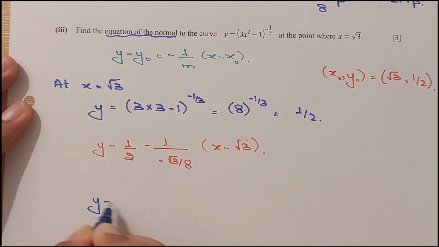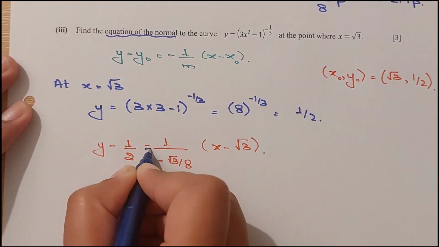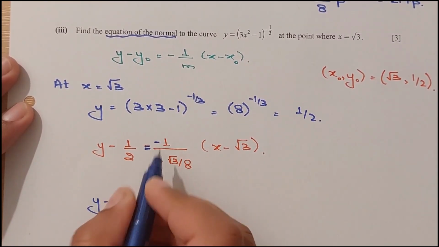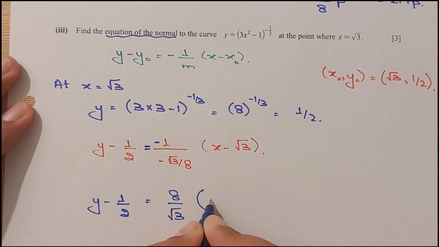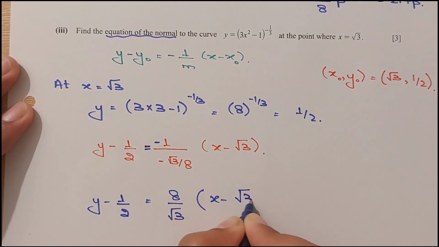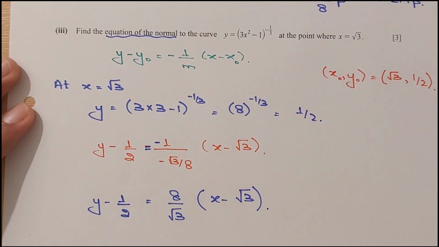So here y minus 1 by 2 equals, negative times negative is positive, and the reciprocal of the denominator is 8 over square root of 3, into x minus square root of 3. So this is the equation of the normal of the curve at the point x equals square root of 3.